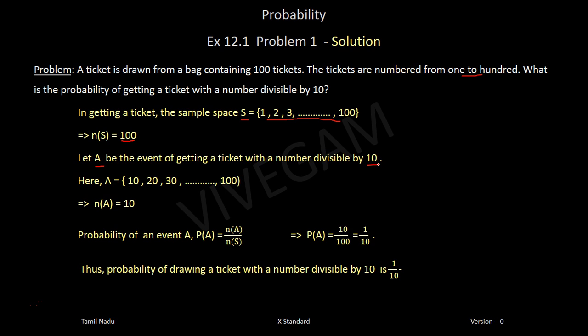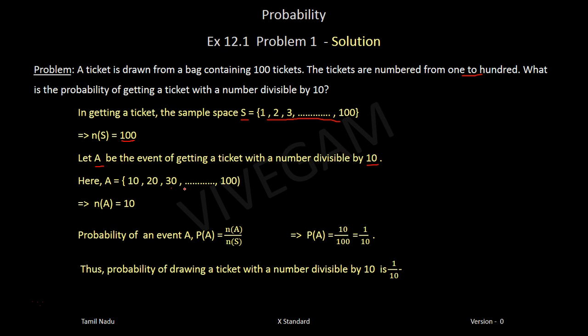Right. So what are the outcomes here? Possible outcomes. If you draw a ticket with the number 10, A has happened. 20, A has happened. 30, A has happened. Like that, 40, 50, 60, 70, 80, 90, 100. I'm not listing everything because it becomes very tedious. Any of these outcomes is for event A. If any of these comes out, event A has happened.